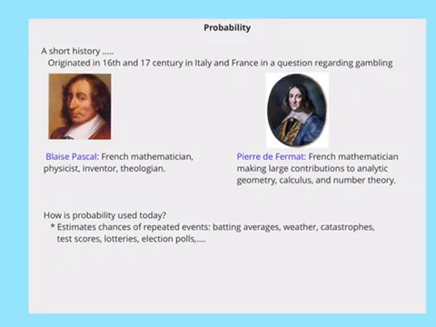Okay, we're going to take a look at section 13.1, and this chapter deals with probability. So just a quick little history on probability. It originated in the 16th and 17th centuries in Italy and France, and it actually came about in a question that Pierre de Fermat posed to Blaise Pascal about gambling.